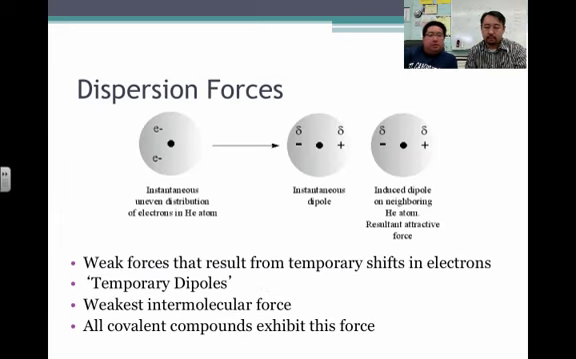The last one is dispersion forces. These are basically like dipoles, but they are very weak in the sense that these are dipoles that only result from the random movement of electrons. So they only exist for very small fractions of a second. So it's temporary and it's random charge separation, and that's what causes them to separate into these poles that will cause attraction. So it's the weakest of all the intermolecular forces, and all covalent compounds, whether polar or nonpolar, will exhibit this force.